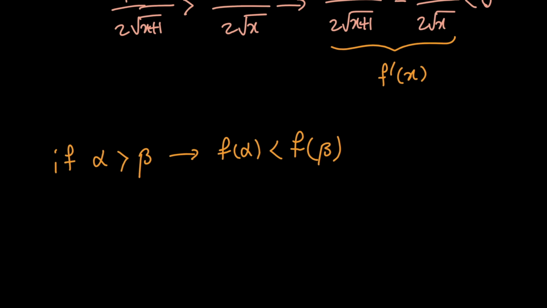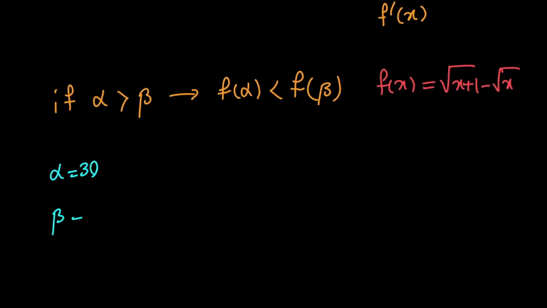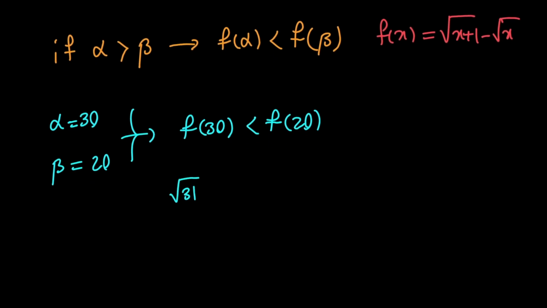And remember that f of x is the square root of x plus 1 minus the square root of x. So let's go ahead and replace alpha with 30 and beta with 20. If we do that, we're going to have f of 30 is less than f of 20. But what is f of 30? F of 30 is the square root of 31 minus the square root of 30. And f of 20 is the square root of 21 minus the square root of 20.